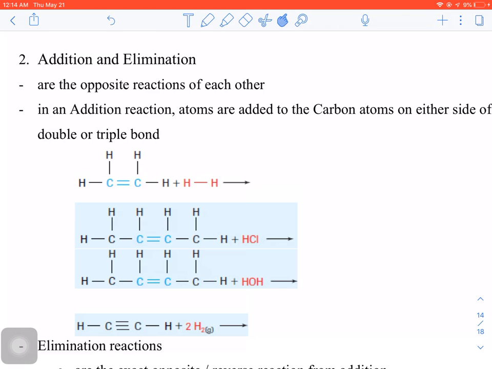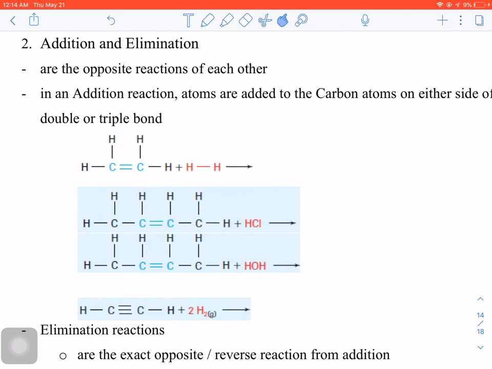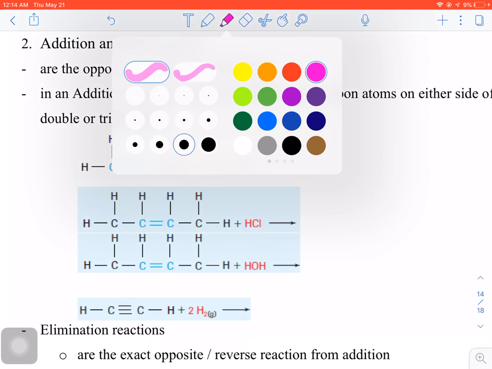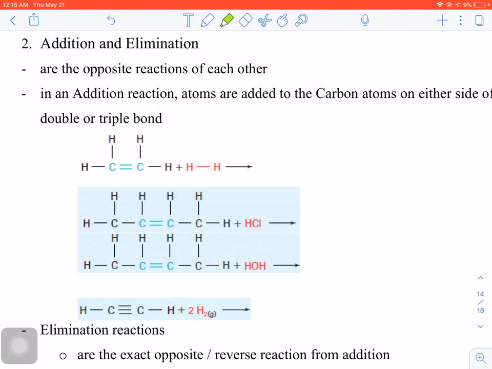Okay, my next types of chemical reactions are the opposites of each other. Just like synthesis and decomposition were the opposites of each other, we've got these two new types of chemical reactions called addition reactions and elimination reactions. Now, when I'm looking at an addition reaction, addition happens because I'm going to start with a compound that's an alkene or an alkyne.